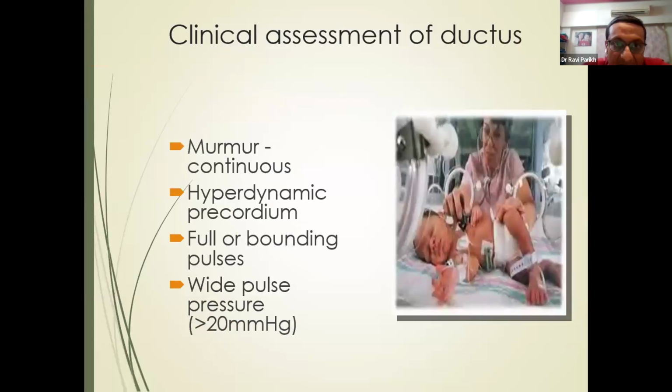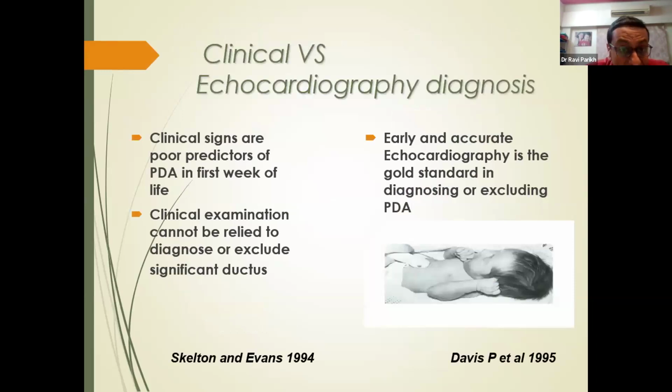Before, when I started my postgraduation back in 1999 to 2002, we were only clinically assessing the duct: continuous murmur, hyperdynamic precordium, full and bounding pulse, or a wide pulse pressure of more than 20 millimeter of mercury. But what we have learned throughout the years is that clinical signs are poor predictors of PDA, especially in the first week of life. So clinical examination cannot be relied on to diagnose or exclude a significant PDA. So that is important. Early and accurate echocardiography is the gold standard in diagnosing or excluding PDA.